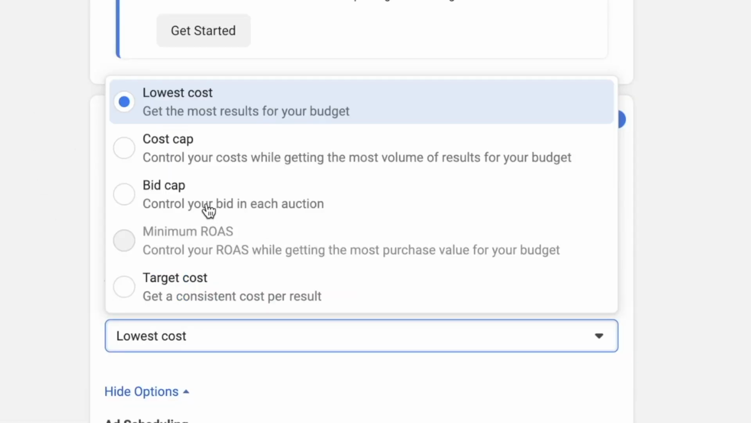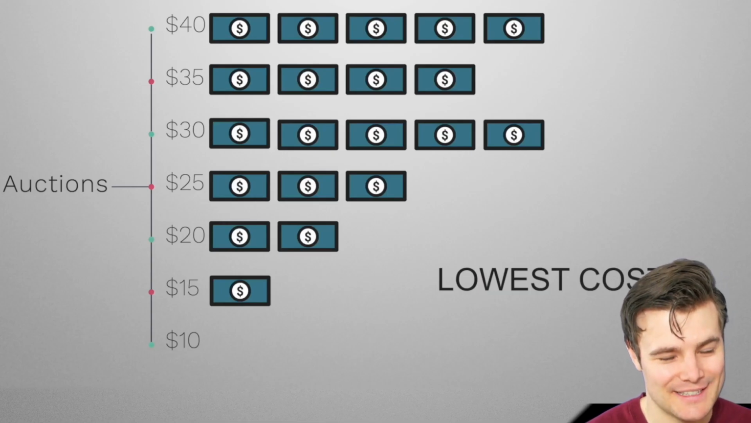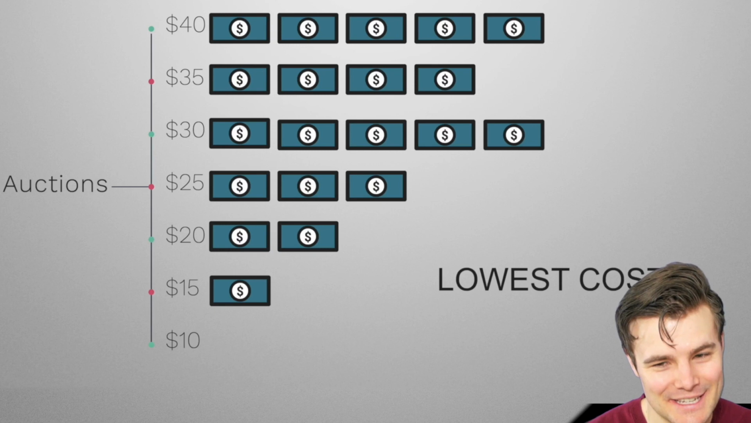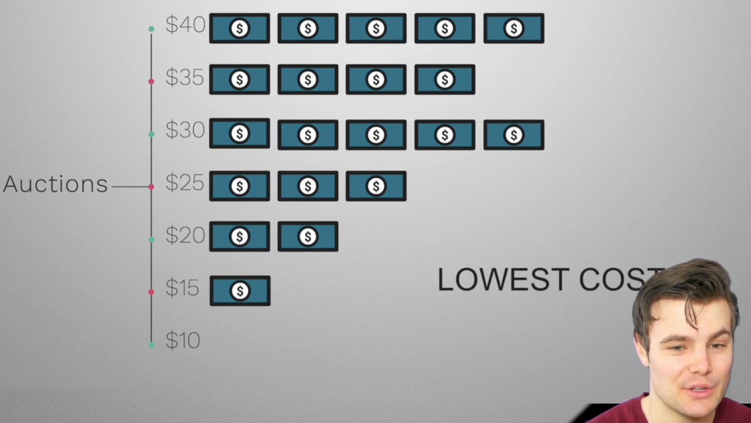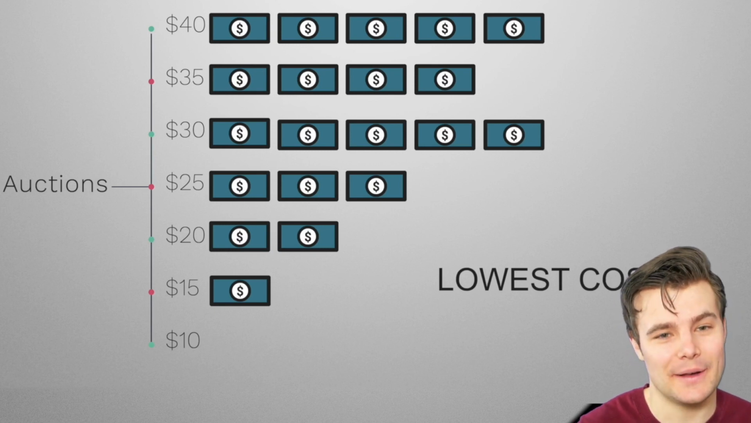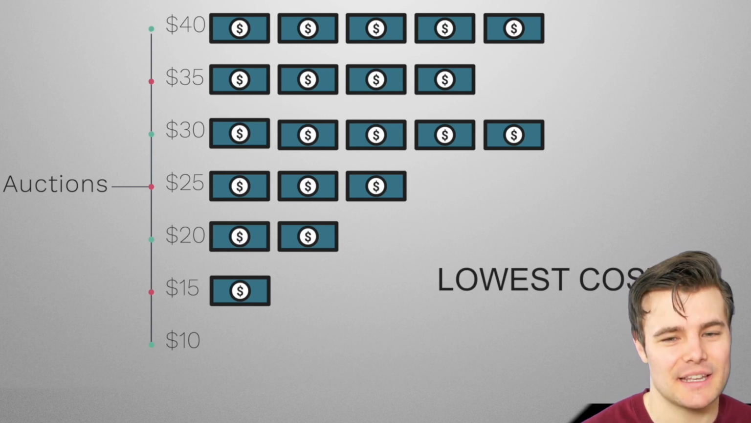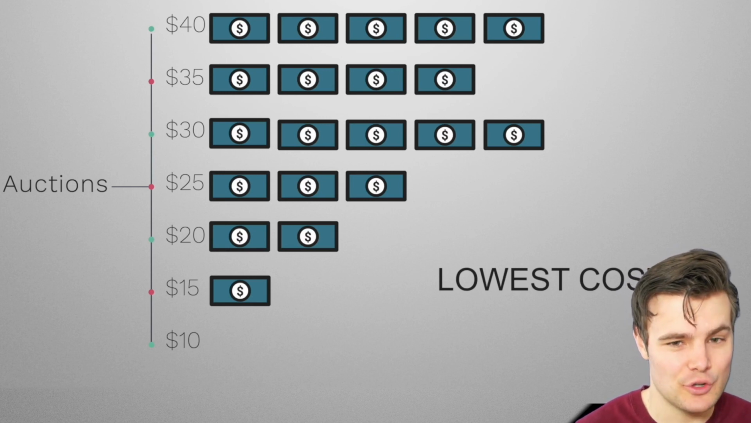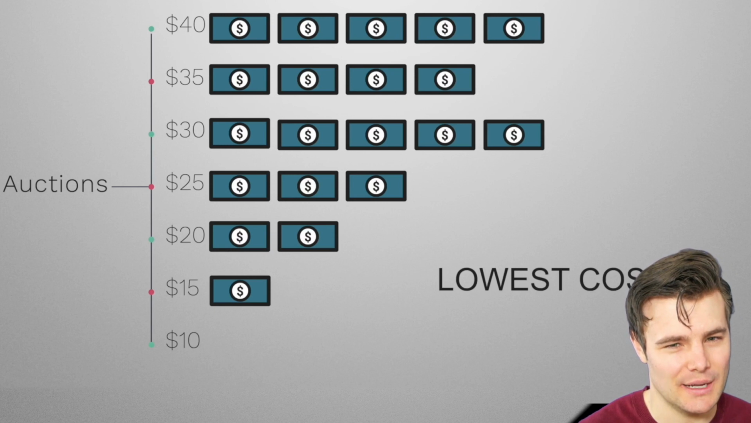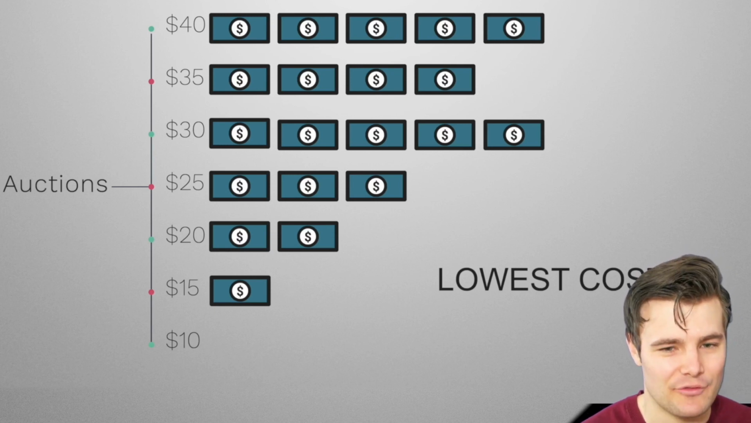Campaign bid strategy. So let's talk about the different bid strategies. The default and definitely the simplest and easiest is lowest cost. And that's what we're going to use here, but you definitely want to know about the other types of bids and things like that. Not only so you can use it in the future, but also this is going to teach you a lot about how the Facebook ad platform works.